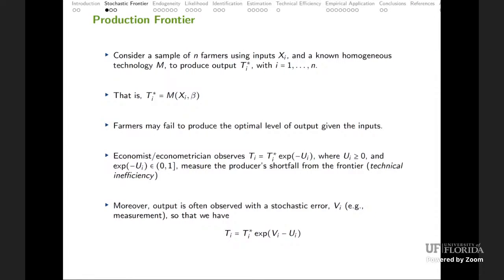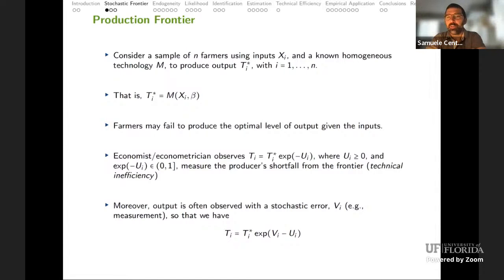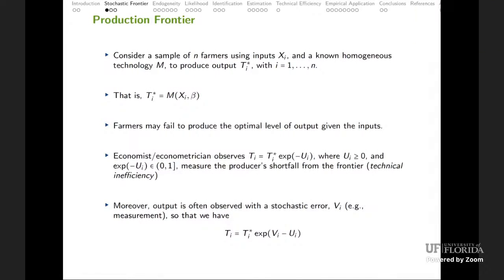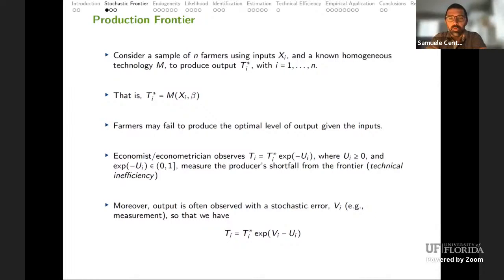So there's going to be this difference between the observed level of production and the optimal level of production. So what is beta? Beta is a production function parameter. In the simplest case, you can think of a Cobb-Douglas with two inputs, so beta will be the parameter of the Cobb-Douglas production function. Okay, so basically we have this gap, and since this is a stochastic model, we add a stochastic error term, because sometimes, for instance, the output is observed with error. So we add a stochastic error component.